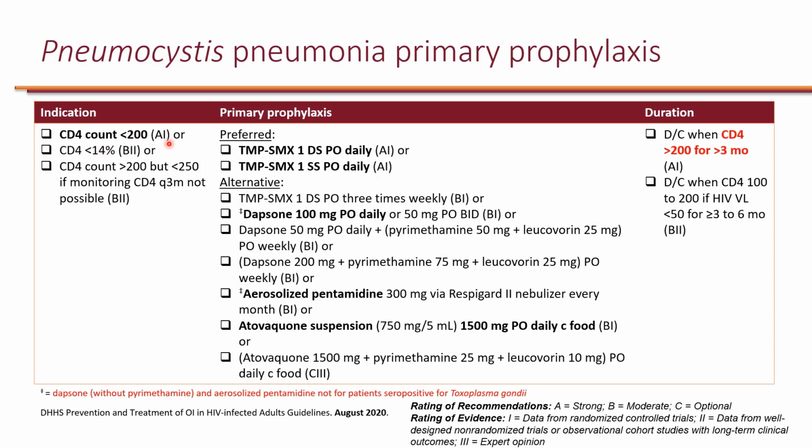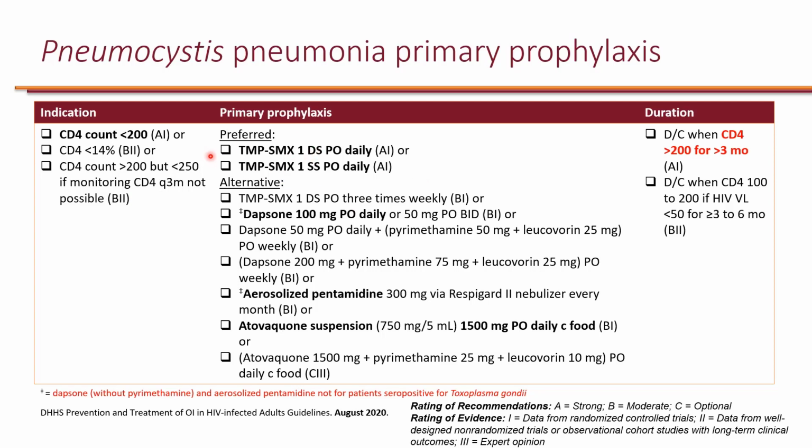In addition to CD4 count less than 200, if someone has CD4 less than 14%, as well as if somebody's CD4 is borderline, so it is above 200 but less than 250, and you cannot monitor the CD4 every 3 months, whatever the reason, such as access to care, because there's a very high chance that this patient might drop below 200, these patients also could benefit from PCP prophylaxis.